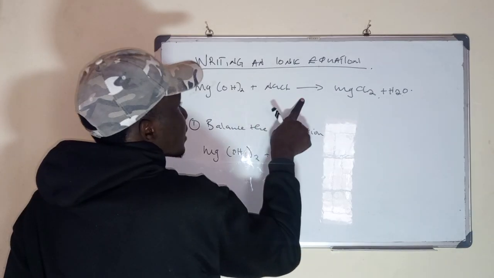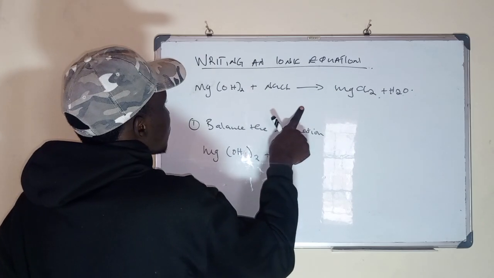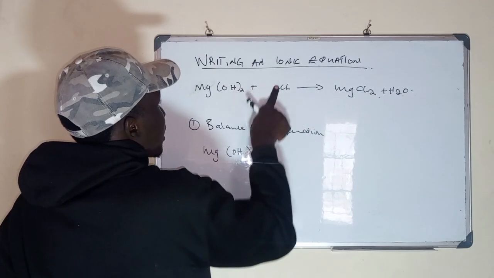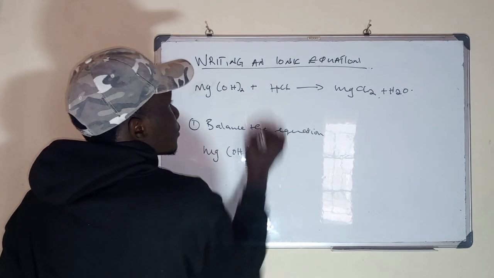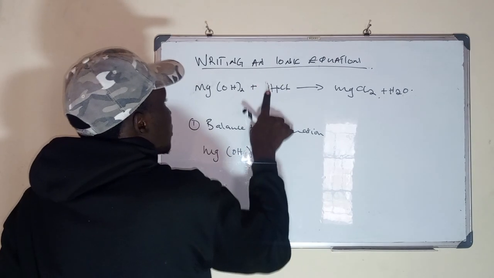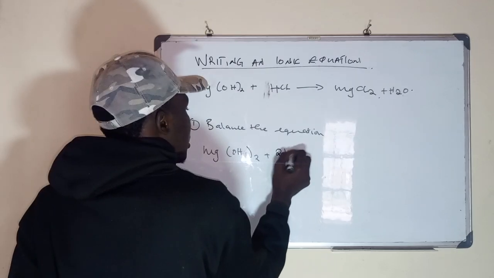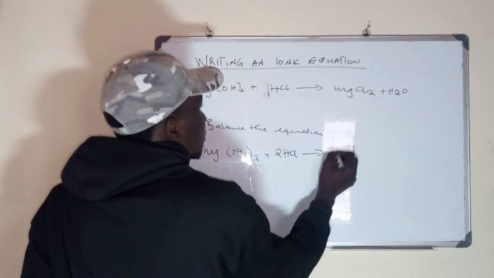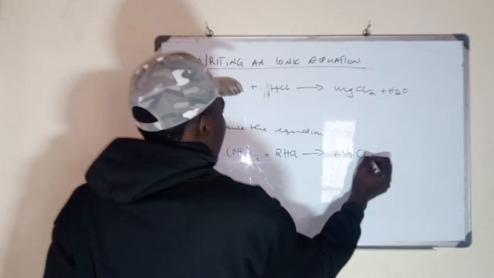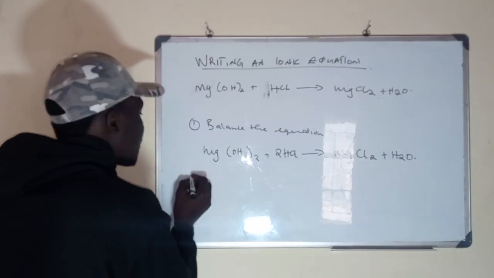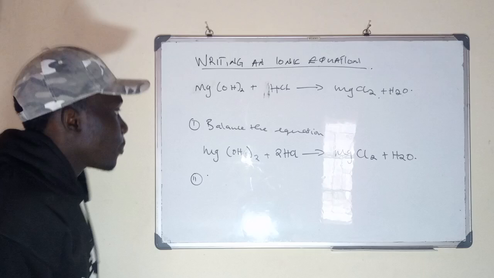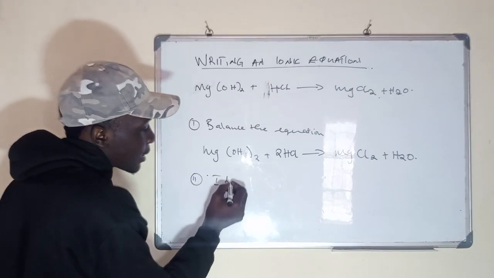so you have magnesium hydroxide. Sorry, this is hydrochloric acid. So you have 2HCl forming MgCl2 plus H2O. After balancing this equation, you begin to identify the state symbols.